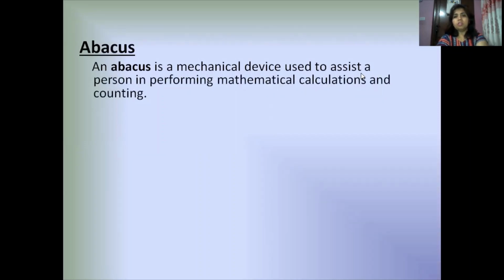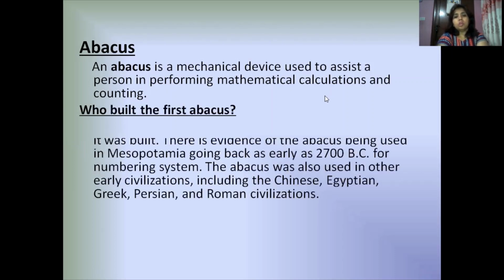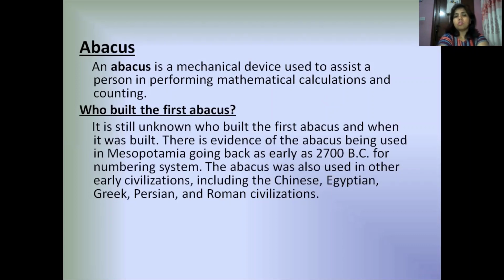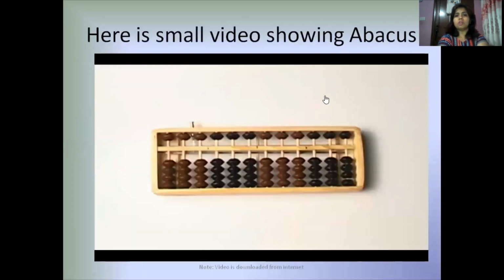Abacus is a mechanical device used to assist a person in performing mathematical calculations and counting. About the abacus, it is still unknown who built it, but it was used in early civilizations in Mesopotamia. It was found that abacus was used by Chinese, Egyptians, Greek, Persians, and Roman civilizations. Here is a video showing abacus.